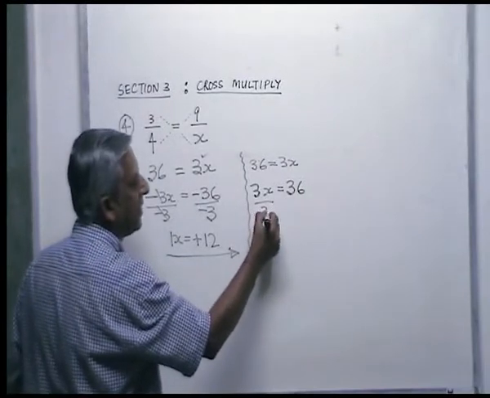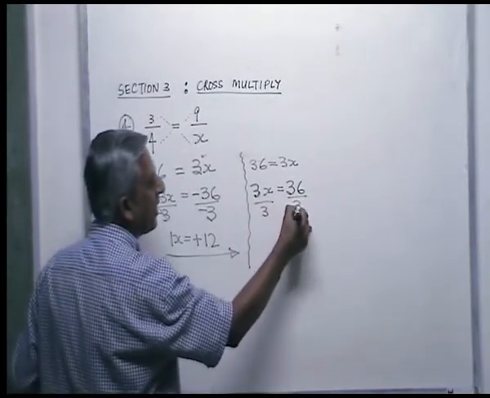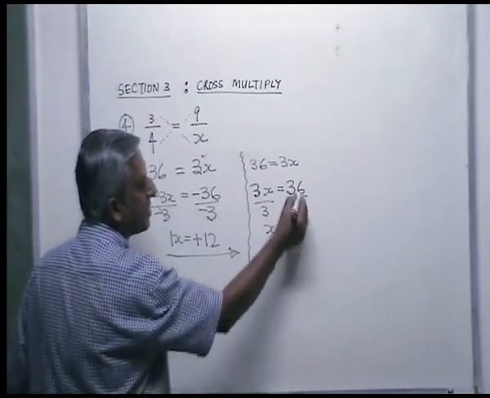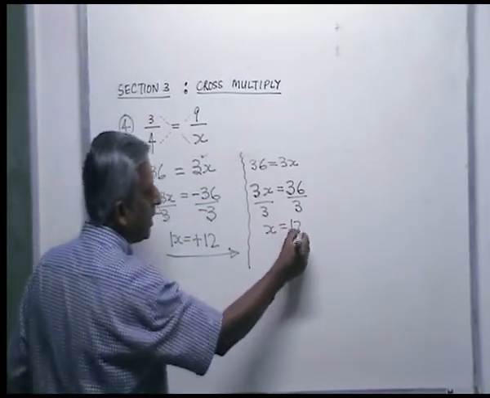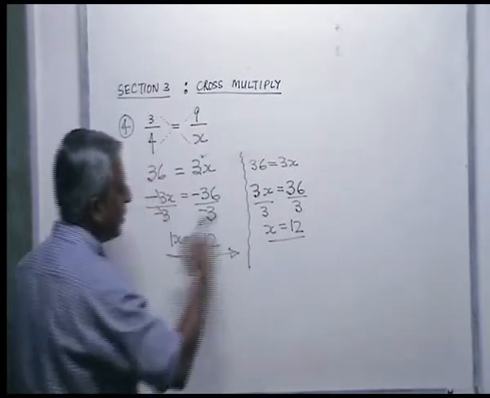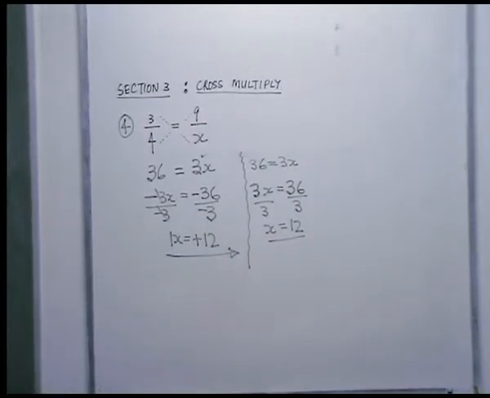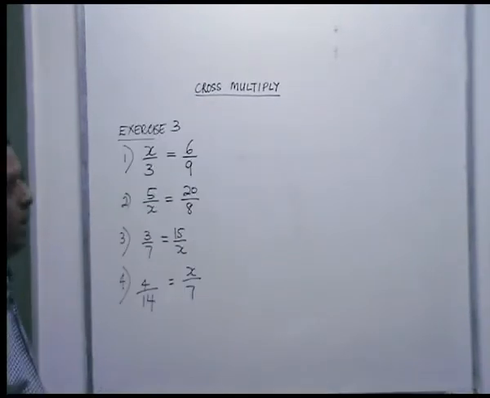And now I'm going to divide by 3, divide by 3. 3 divided by 3 gives you x. 36 divided by 3 gives you 12. So whichever way you do it, you will still get the same answer. Alright, so get ready to do a little exercise. I will give you now exercise 3 to complete.